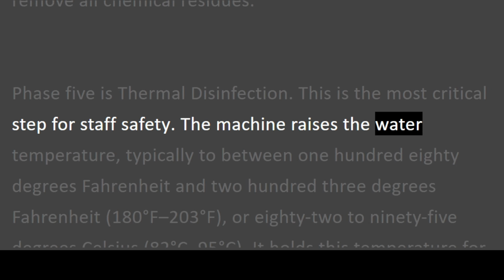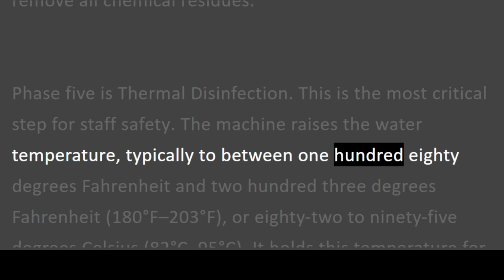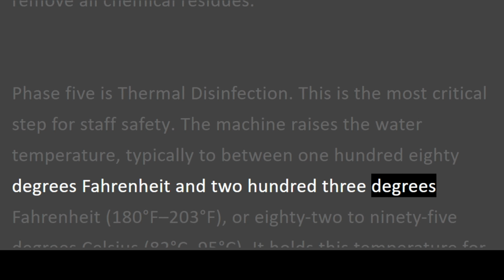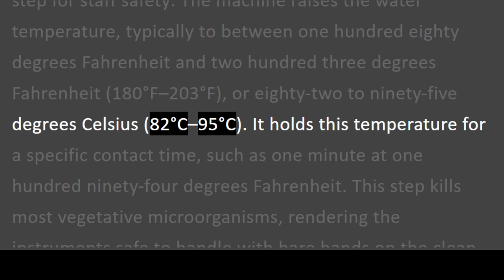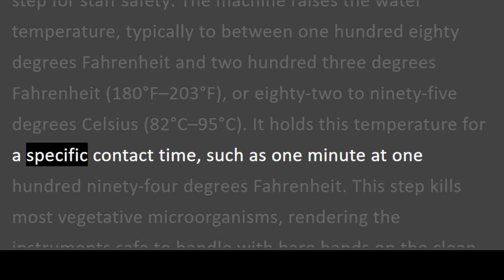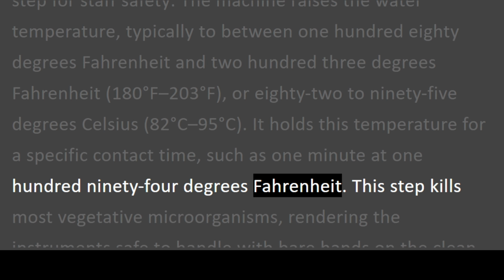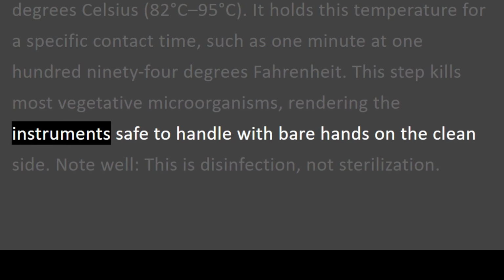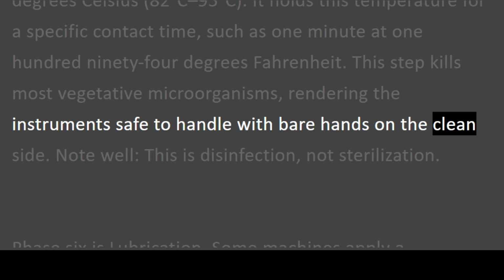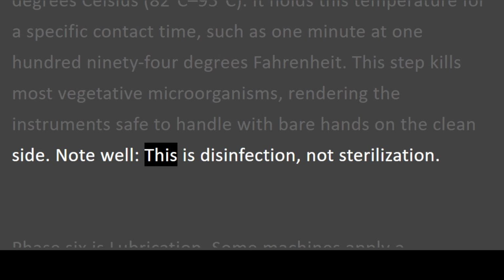The machine raises the water temperature, typically to between 180 and 203 degrees Fahrenheit, or 82 to 95 degrees Celsius. It holds this temperature for a specific contact time, such as 1 minute at 194 degrees Fahrenheit. This step kills most vegetative microorganisms, rendering the instruments safe to handle with bare hands on the clean side. Note well, this is disinfection, not sterilization.